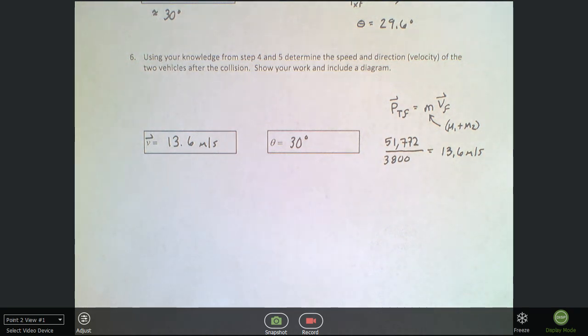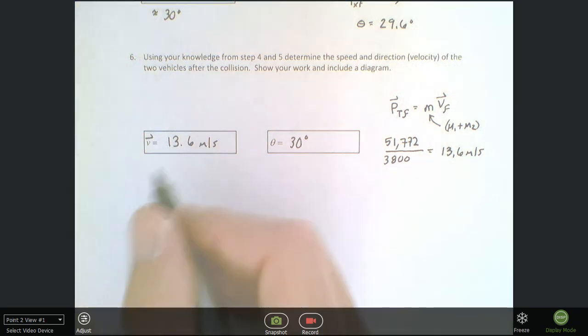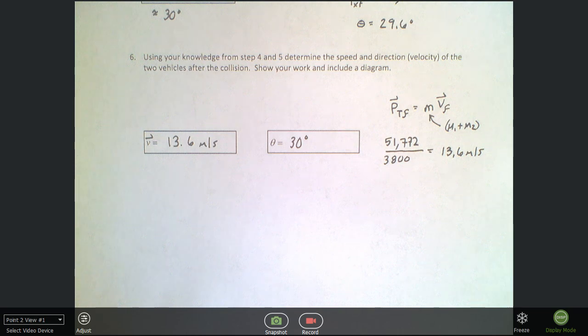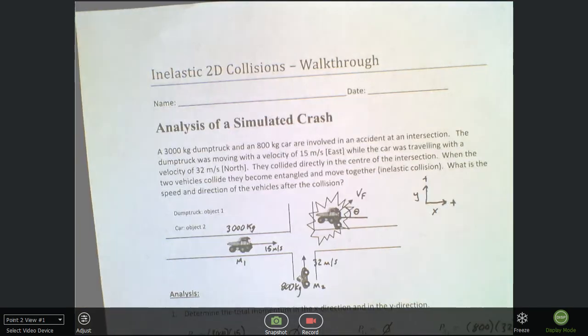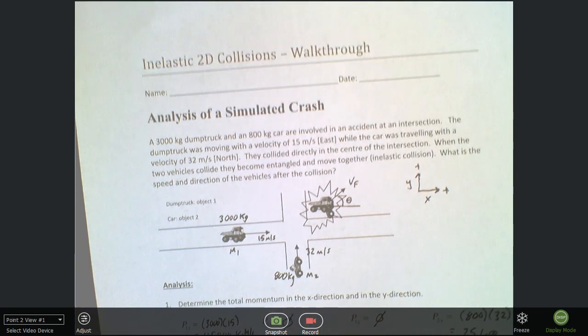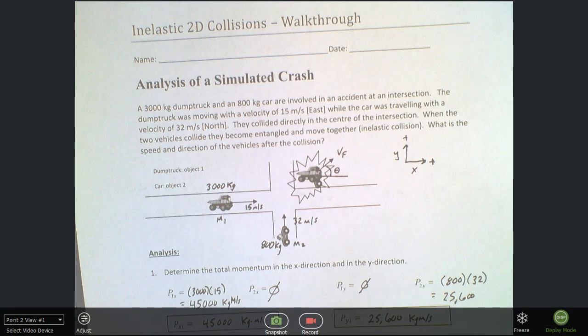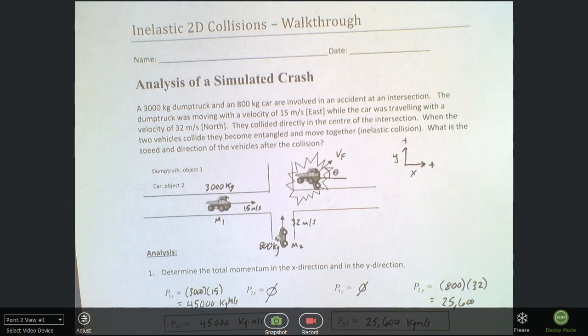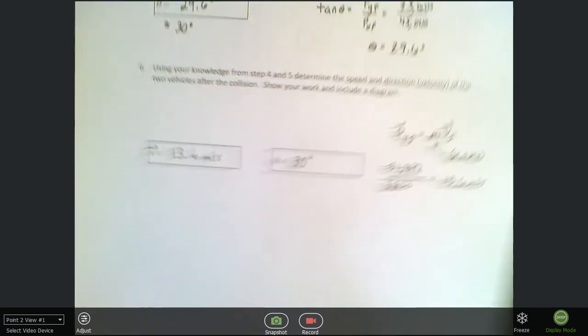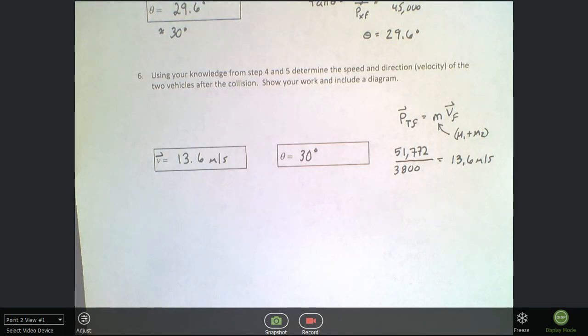Okay, and again, you can justify that the two objects would have slowed down. One was going 15, the other was going 32. So the truck slowed down less, and the car slowed down quite a bit more, from 32 down to 13, and they travel at that angle of 30 degrees.